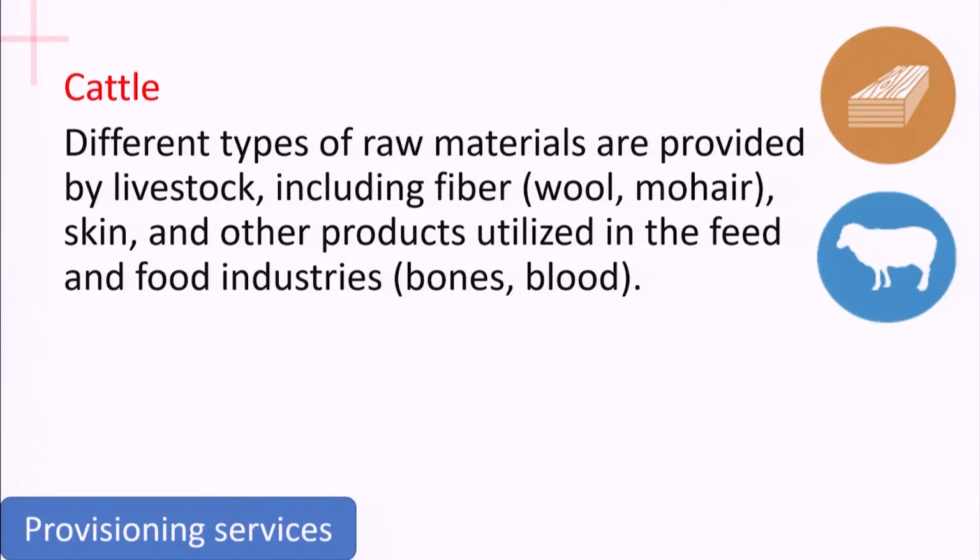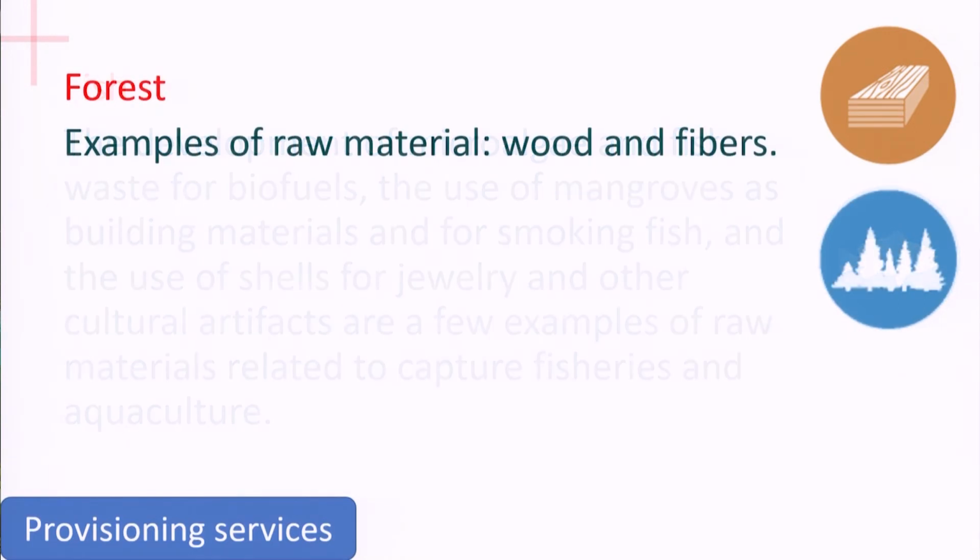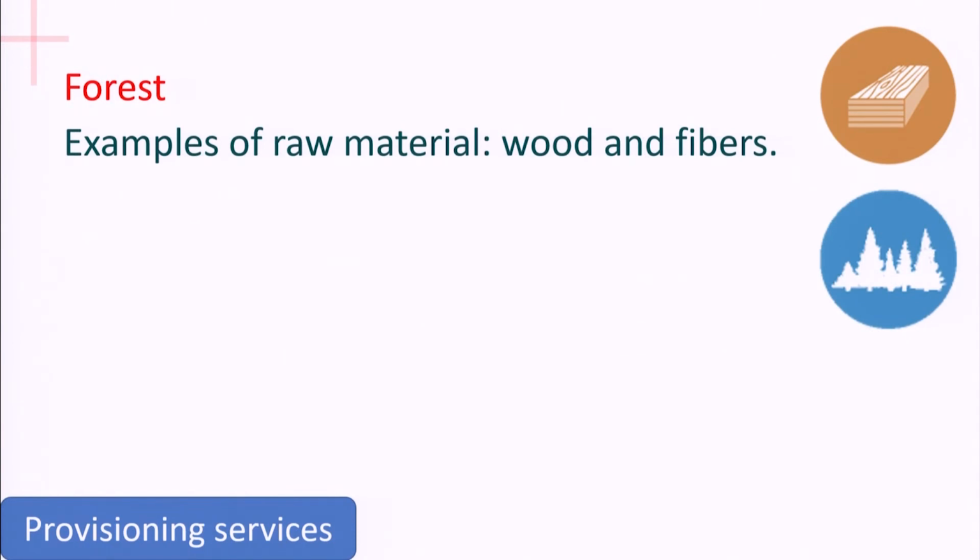Cattle. Different types of raw materials are provided by livestock including fiber, wool, mohair, skin and other products which are utilized in the feed and food industries, for example bones and blood. The third is the development of microalgae and fish waste for biofuels. The use of mangroves as building materials and for smoking fish, and the use of shells for jewelry and other cultural artifacts are a few examples of raw materials related to capture fisheries and aquaculture. Forest examples are the wood and fibers provided by the forests.